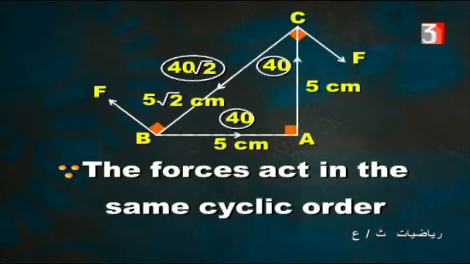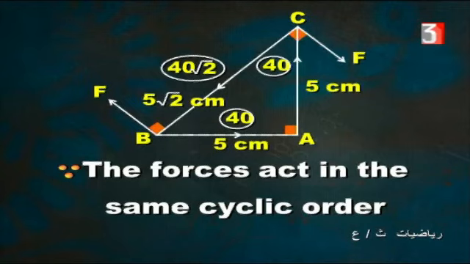When divided, the force over the side of the triangle gives a constant ratio: 40 over 5 equals 8, 40 over 5 equals 8, and 40 root 2 over 5 root 2 equals 8. What does this mean? Excellent student. This forms a couple. What is the moment of this couple? It equals K times twice the area of the triangle. What is the area of the triangle? It is easy to find: half base times height, half times 5 times 5 equals 12.5 centimeter squared.